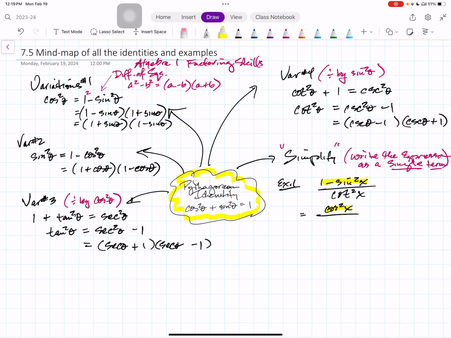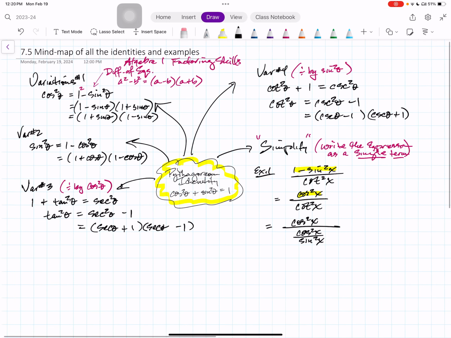Okay, so what do we have? We have cosine squared x divided by cotangent squared x. Well, what in the world is this? Well, let's see here. I know that cotangent squared x is defined to be cosine squared x divided by sine squared x. So I could write it as cosine squared x divided by this fraction, right? So cotangent squared x is cosine squared x divided by sine squared x. So I have a fraction within a fraction. Okay, so what do you do?